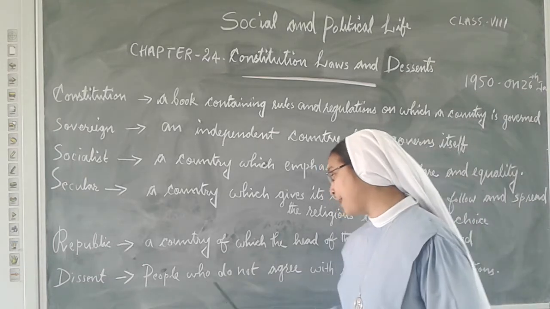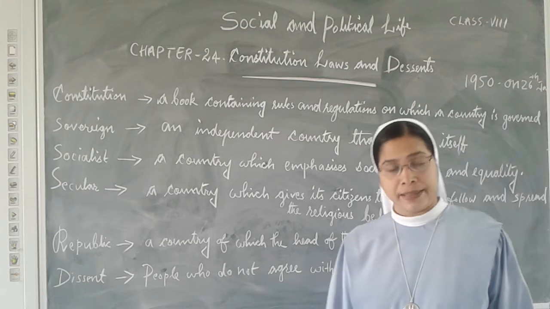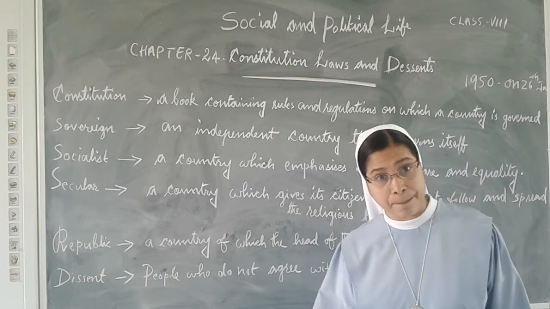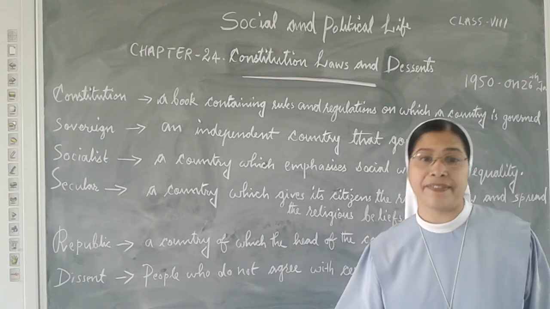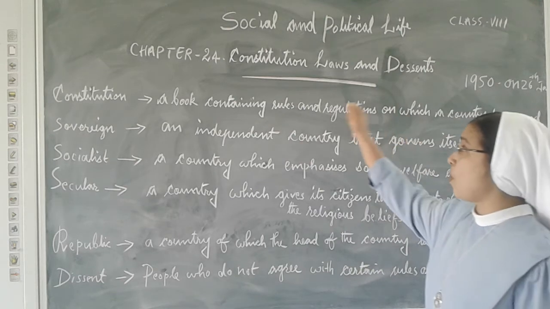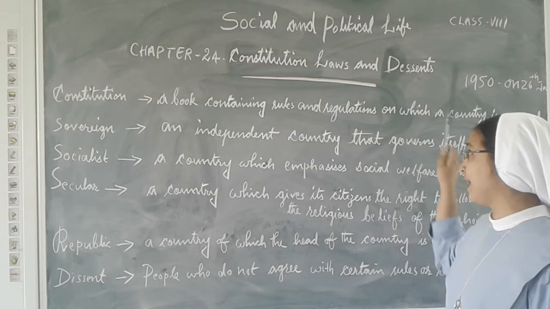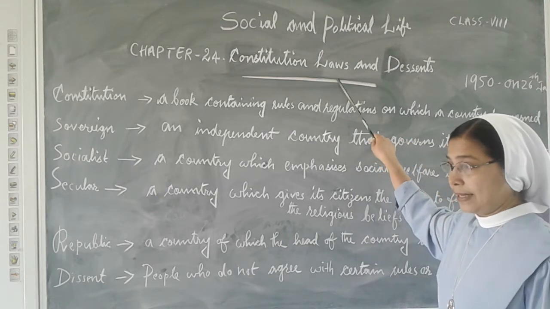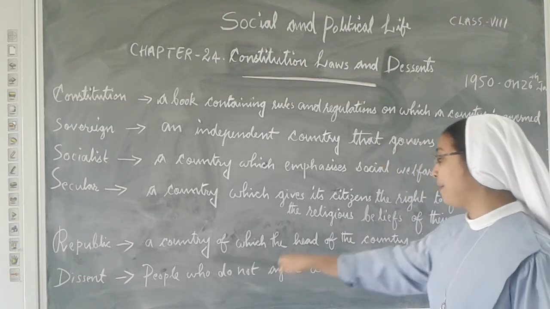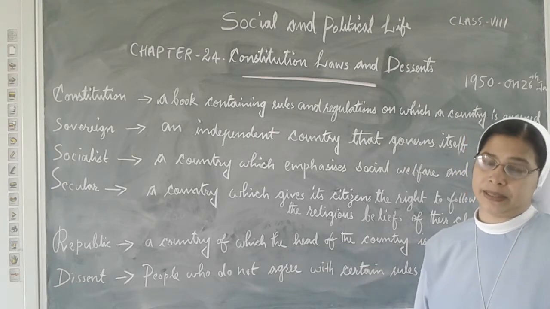Now, dissent means the people who do not agree with certain rules or regulations. There are some rules, but they are not for the welfare of the people. People may disagree with that. That is called dissent. Constitution is a book containing rules and regulations of the country. Laws mean the smooth running of the society.